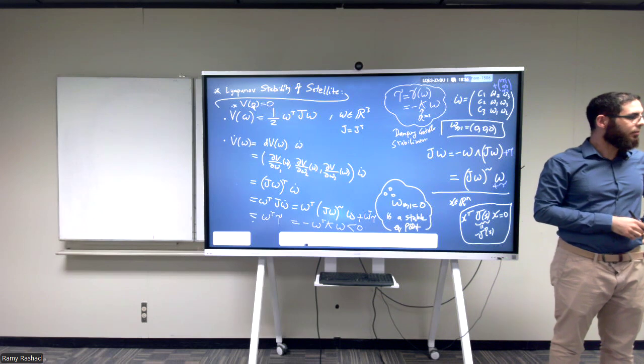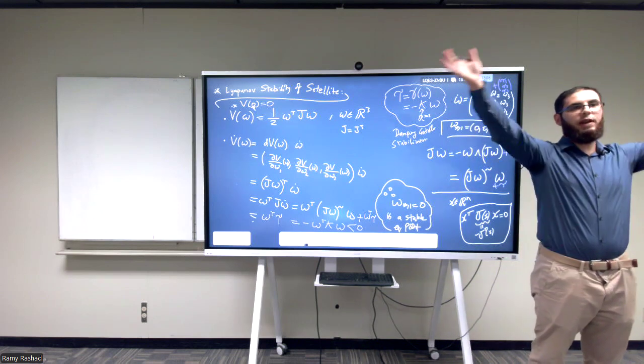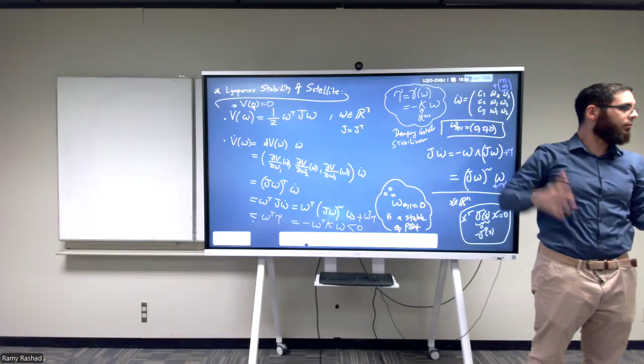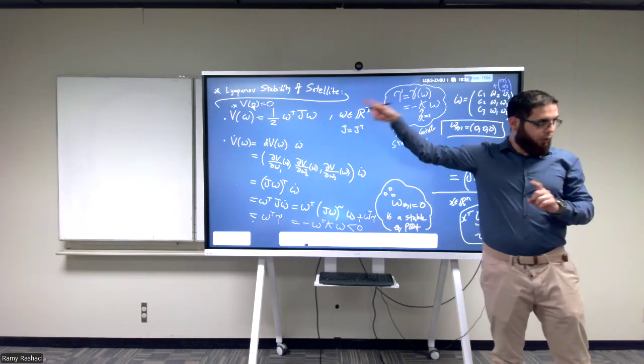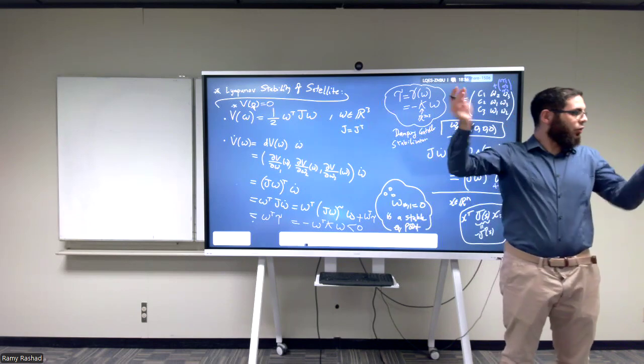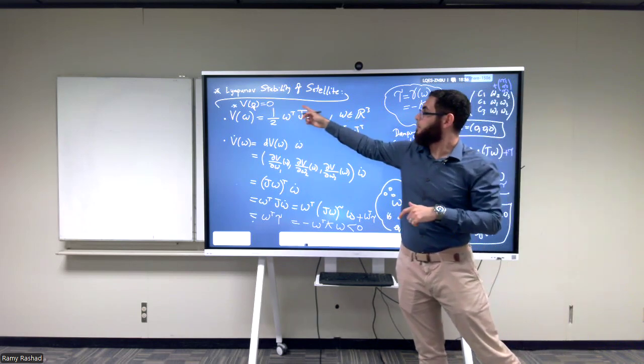V is a quadratic function that goes to infinity as you go away from the equilibrium point. It has only one equilibrium point. Sorry, it has only one critical point, this Lyapunov function. And that's it.